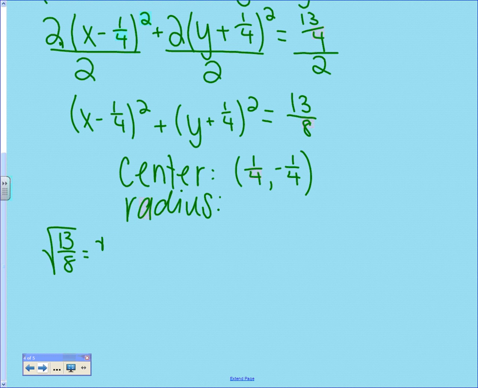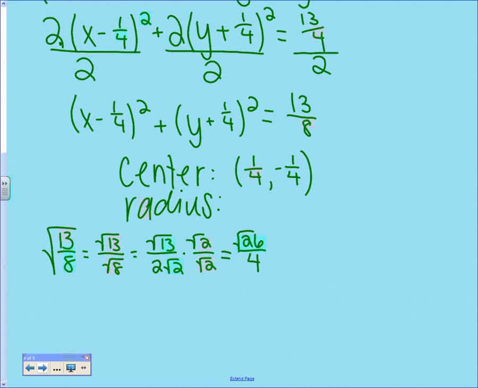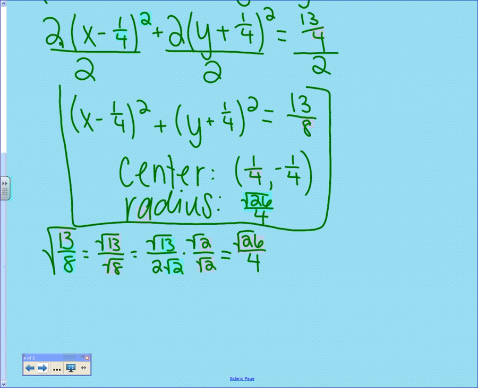But remember, you can't leave a fraction in your radical. So you would break it down into 2 separate radicals. So the square root of 13 over 2 square roots of 2. But we can't leave a radical in our denominator. So multiply by the square root of 2 over the square root of 2 to get the square root of 26 over 4. So your radius will be the square root of 26 over 4. So this is all that you would need for your answer. Your equation, your center, and your radius.